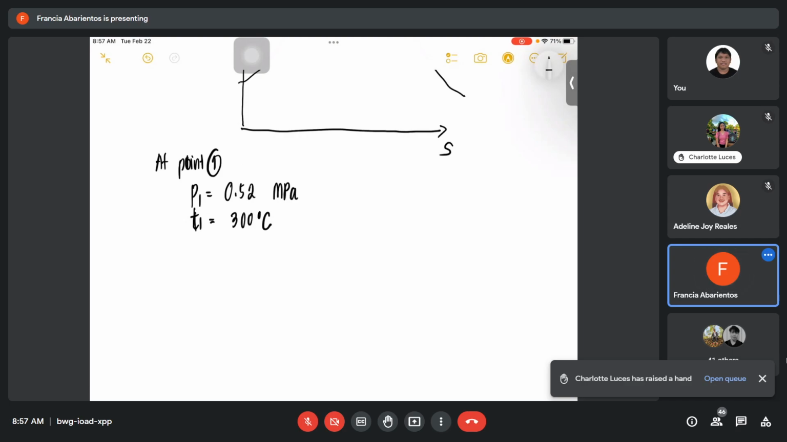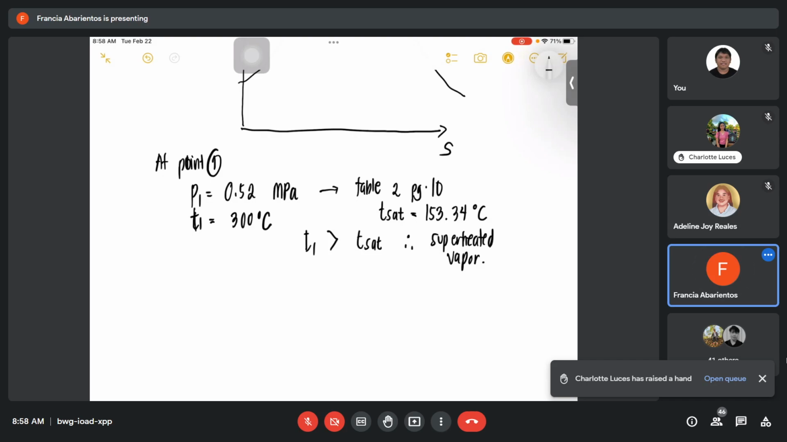Okay. Saan kayo pupunta? At point 1, table point 52. Table 2, since given sa atin yung pressure, table 2, ayun, nakuha ko na. Point 52. Makikita mo, anong table, class? Saka sa table 2, page 10. Yung saturated temperature niya is equal to 153.34. Automatically, your T temperature at point 1 is greater than the T sat. Ibig sabihin yan, superheated vapor.